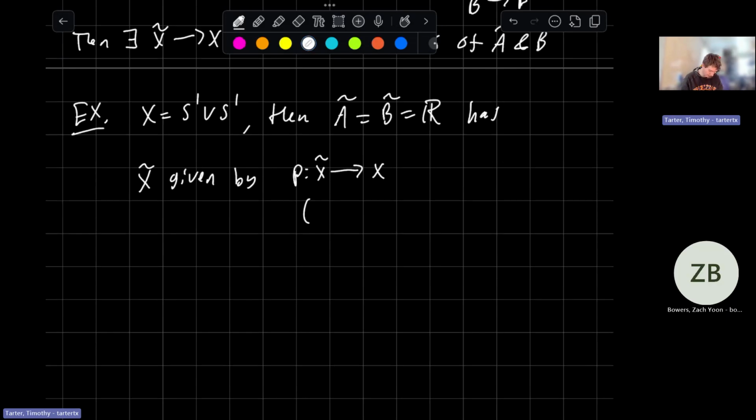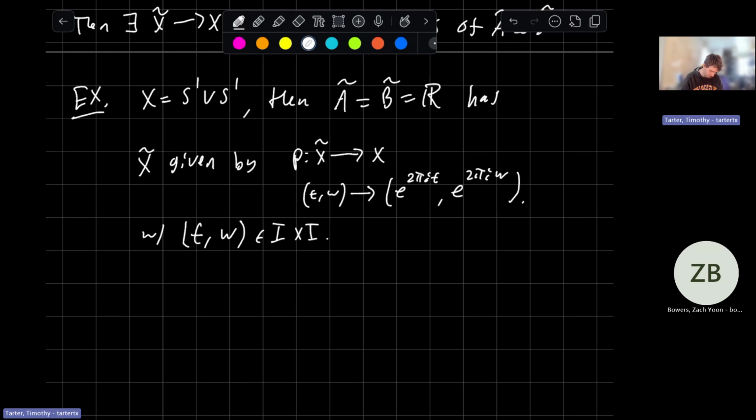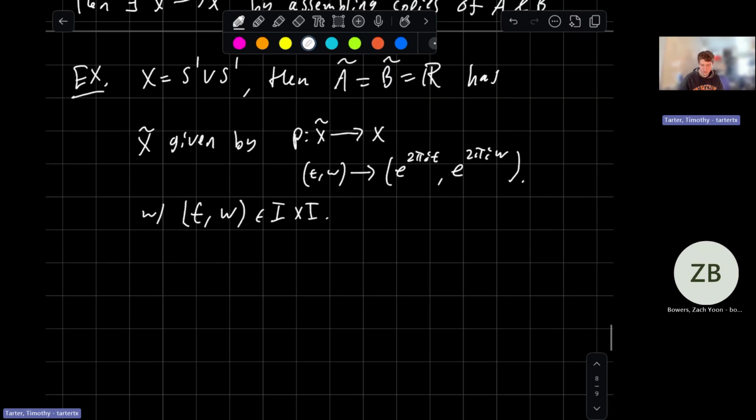This just sends t and w to e to the 2 pi i t, the same way it did earlier, with twin i cross i.